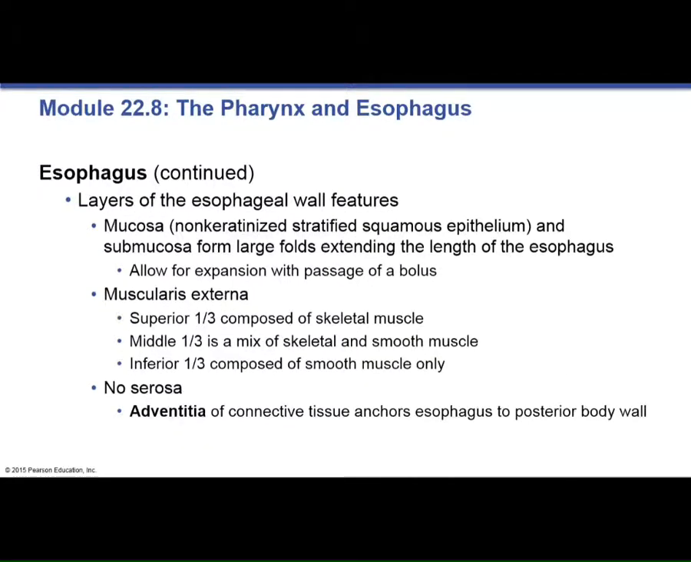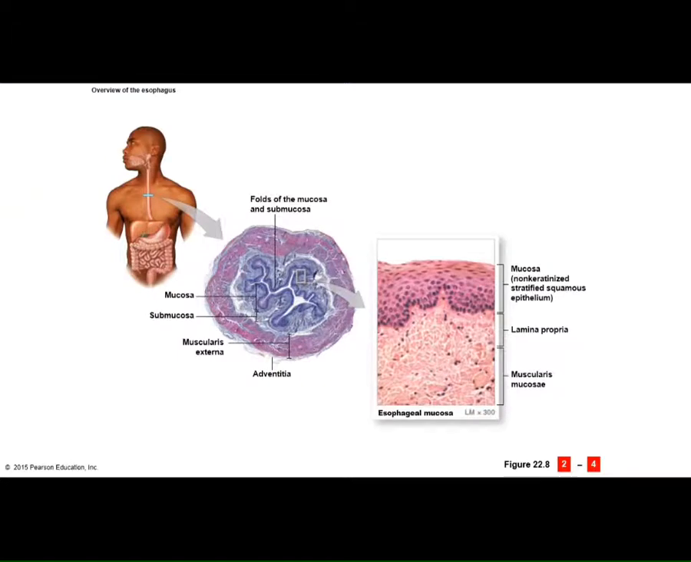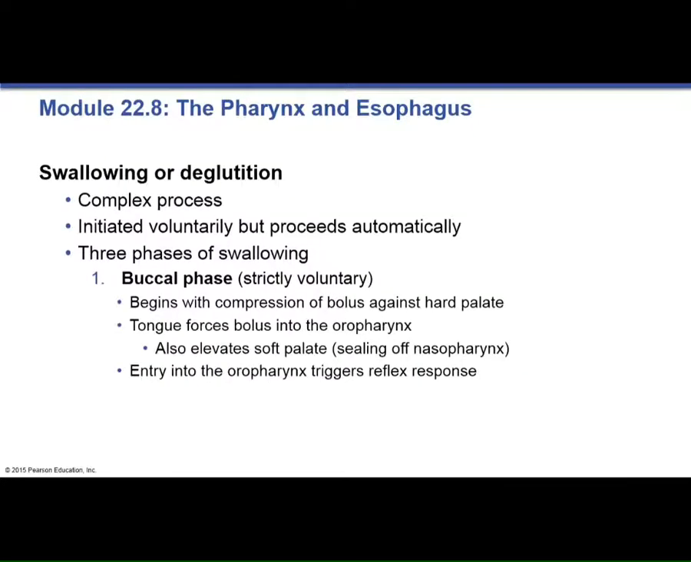The layers of the esophagus, review that. Remember, this is stratified squamous. And I would like you to know a little bit about the physiology or the stages of swallowing. So swallowing starts off as voluntary, right? We choose to put food in our mouth. We choose to chew that food. We choose to make that bolus. And we usually choose to begin the swallowing process. But once we begin swallowing, it quickly turns into an involuntary or a reflexive process.